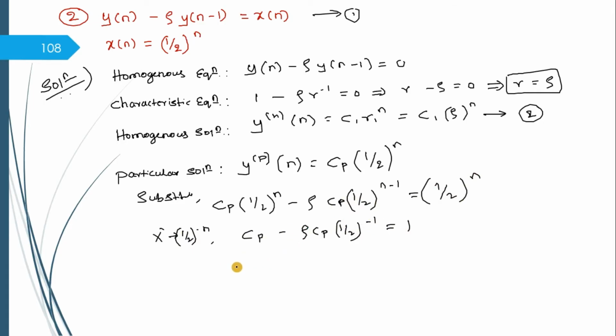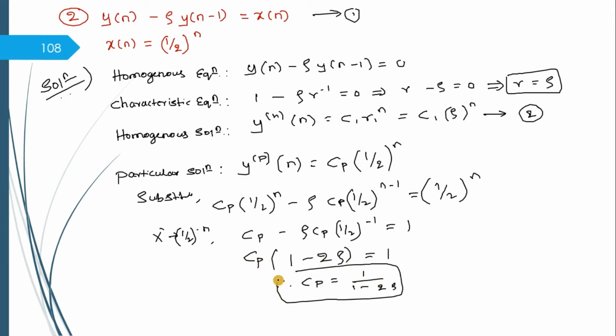If you solve it, taking Cp common, you get Cp times 1 minus 2 rho equal to 1. Therefore Cp is equal to 1 divided by 1 minus 2 rho. So this is your constant. Rho is a general quantity; if some value were given, you would have got a numerical constant. Let us keep it as it is. So your particular solution is given by 1 by 1 minus 2 rho times 1 by 2 raised to n. I name this as 3.